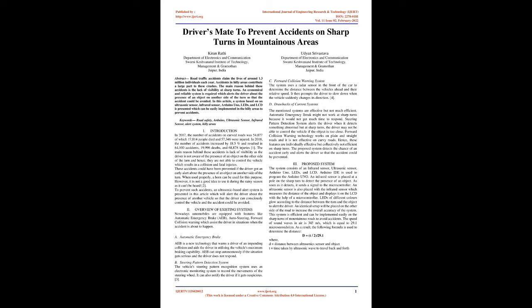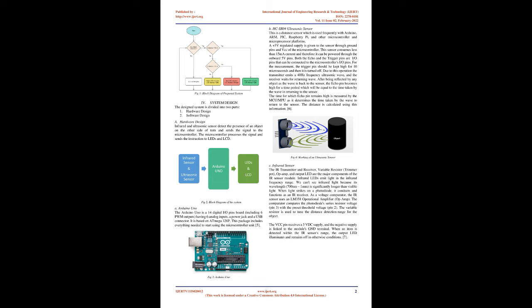Automatic emergency brake. AEB is a new technology that warns a driver of an impending collision and aids the driver in utilizing the vehicle's maximum braking capability. AEB can stop autonomously if the situation gets serious and the driver does not respond. Steering pattern detection system. The vehicle's steering pattern recognition system uses an electronic monitoring system to record the movements of the steering wheel. It can also notify the driver if it gets suspicious.